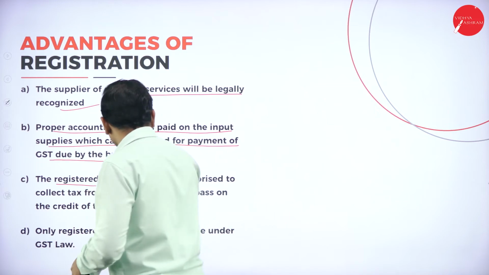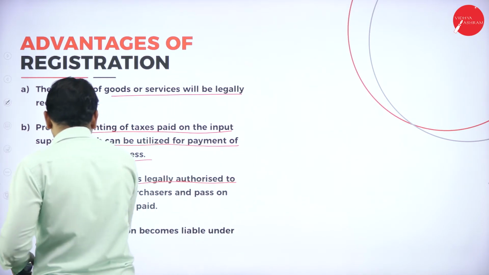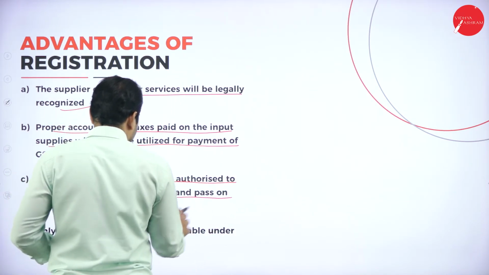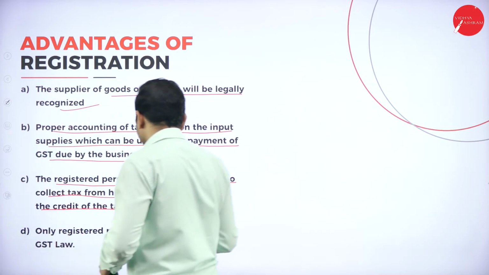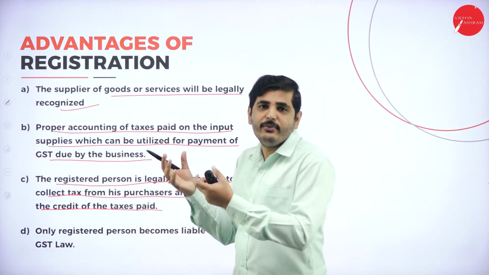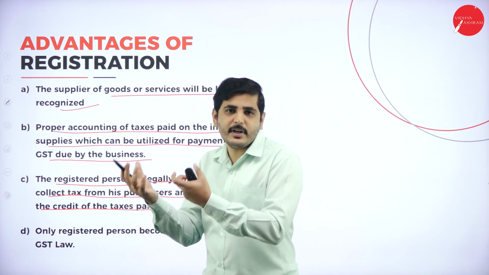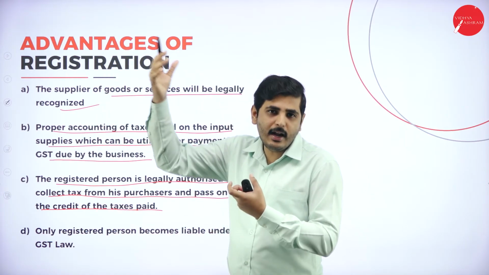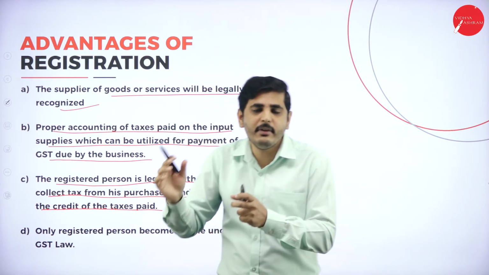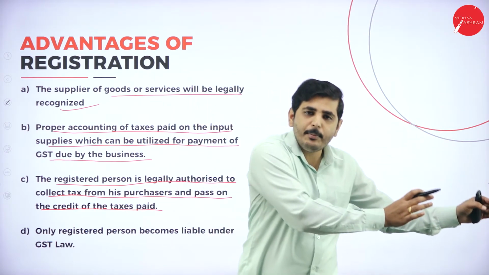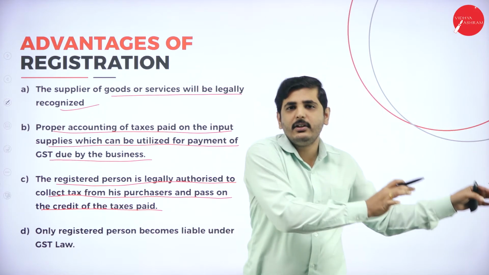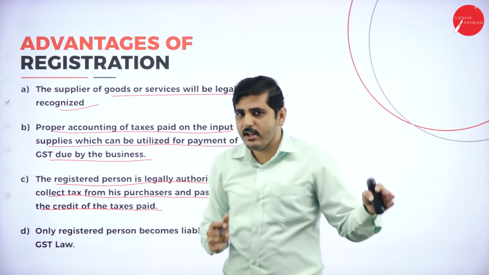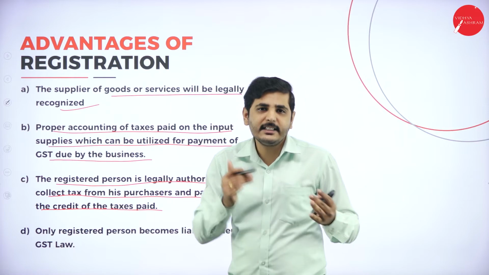The registered person is legally authorized to collect the tax on his sales and pass on the credit of the tax paid. For example, when he purchased any products, he has to pay the tax, and he will claim that as input tax credit, and he will transfer that particular product to the next stage of the business. There also he can deduct the tax, whatever tax he has paid.